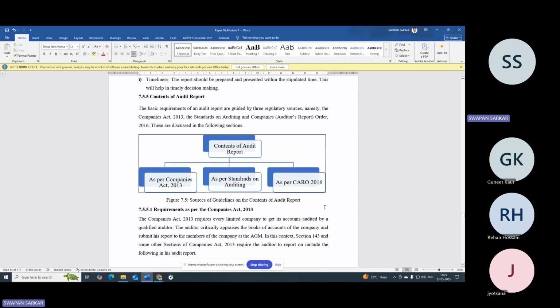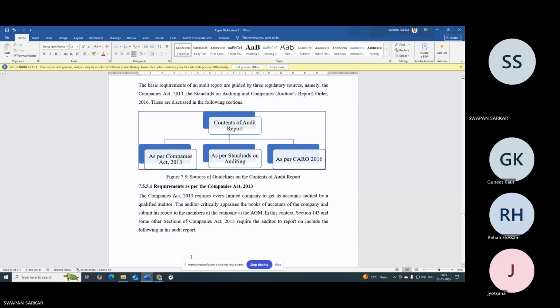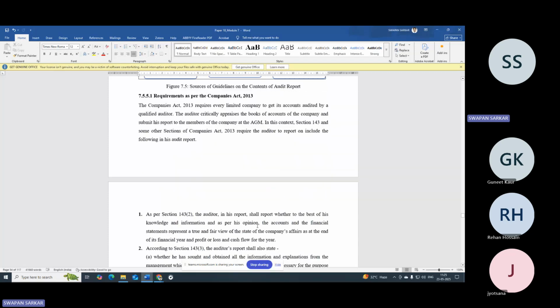Now, what are the contents of an audit report? The contents of an audit report can broadly be classified into three groups: as per the Companies Act 2013, as per Standards on Auditing, and as per CARO 2016. Coming to this one by one.